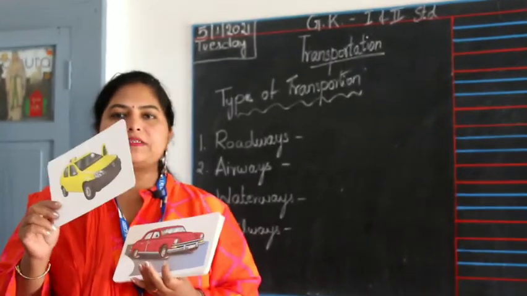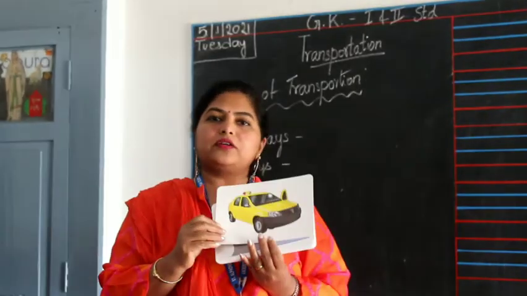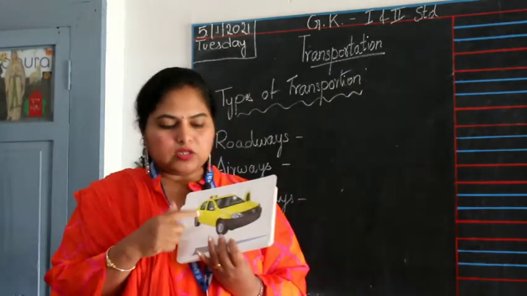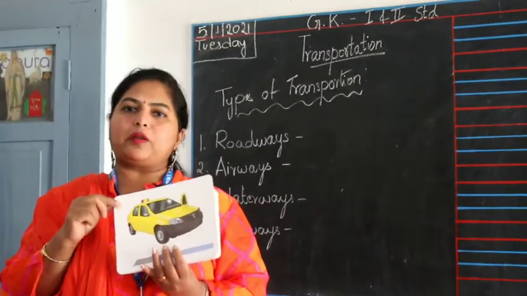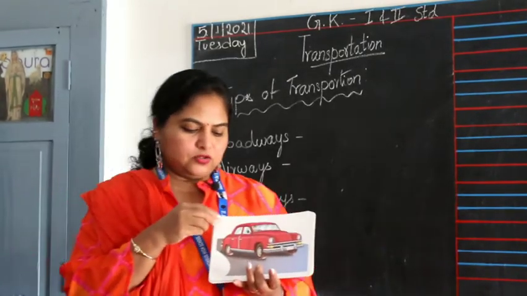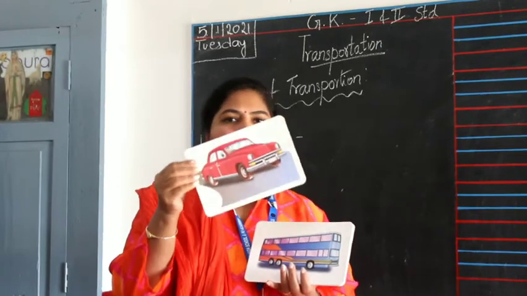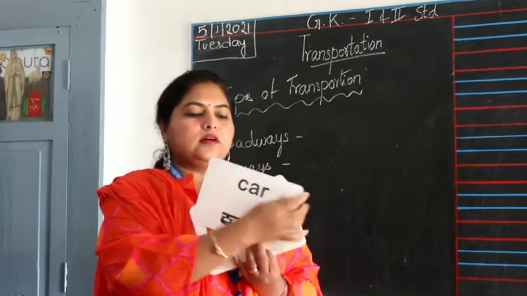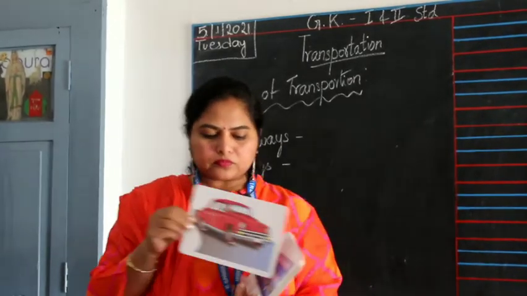So this is basically a taxi. What is this? Taxi, where you can hire. It's not your own car. You will go and pay the taxi driver for taking you from one place to another. So this is another means of road transport, a car, which could be your own. This car has four wheels, so it's a four-wheeler.